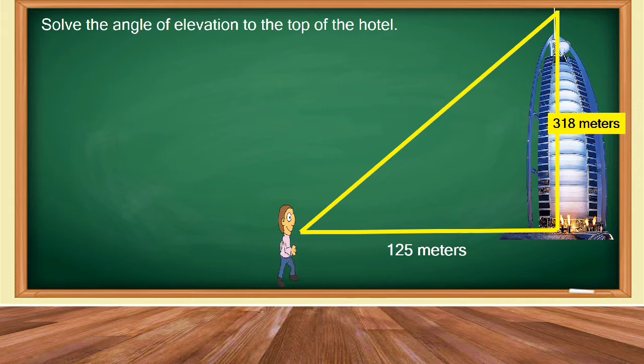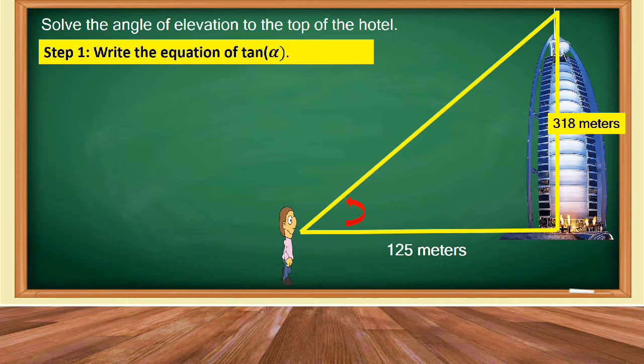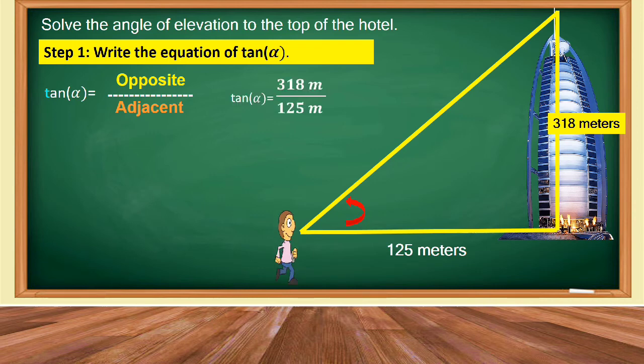Since the given are the opposite and adjacent sides, we are going to use tangent. First step, write the equation of tangent theta. Tangent theta is equal to opposite over adjacent. Opposite side is equal to 318 meters over the adjacent side, which is 125 meters.